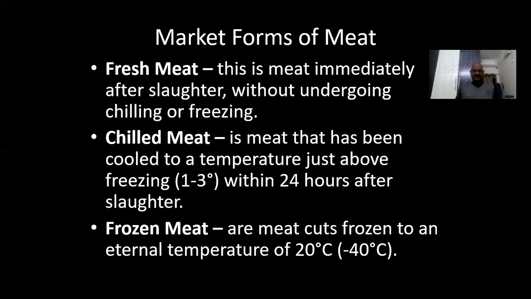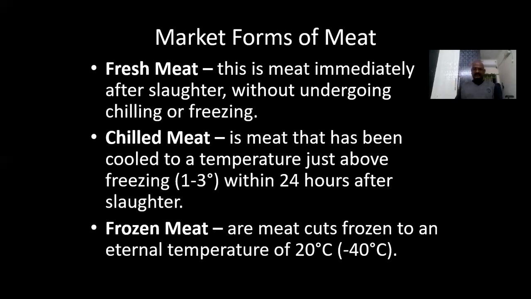Market forms: fresh meat. The meat is sold immediately after slaughter without undergoing any chilling or freezing. Fresh meat is what we see in the market on Sunday, where people kill the animal, immediately dress it, take out all the internal parts, cut it, and give you the meat. Lamb, goat, or sheep sold this way is known as fresh meat. But cutting the animal and eating it immediately is not good. We need to give it some rest for tenderizing of the tissues.